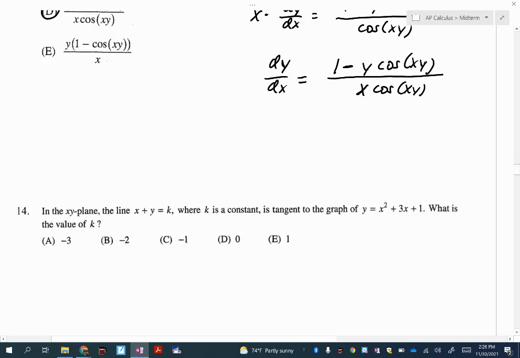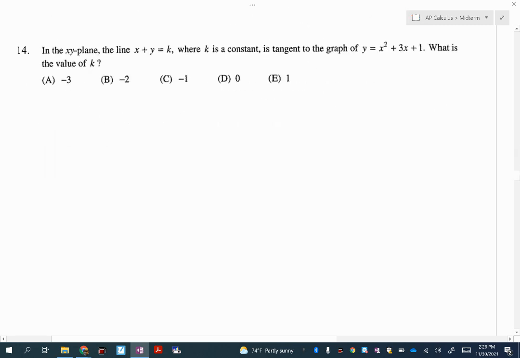Let's go to 14. Okay, so in the xy plane, they tell us the line x plus y equals k, where k is some constant number like 2 or negative 6. It's tangent to the graph of this parabola. What is the value of k? Now, you could type all this stuff into Desmos and use these answer choices as k, and you would find it. But I want to show you with some calculus and algebra how to do it.